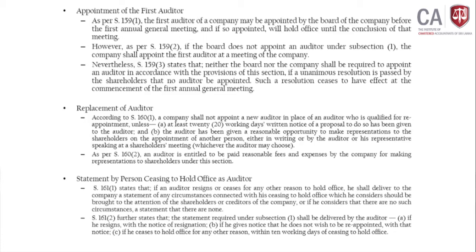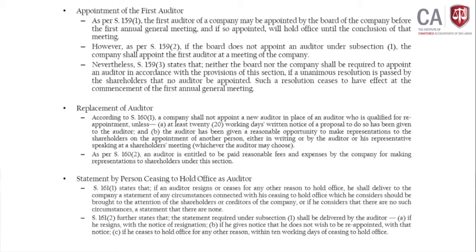If the existing auditor is qualified for reappointment, then the company shall not appoint a new auditor in place of that auditor unless at least 20 working days written notice of a proposal to do so has been given to the auditor. If the company does not want this auditor to continue, then the company must give 20 working days written notice of the proposal of removing or not appointing that auditor. And the auditor must be given reasonable opportunity to make representations to the shareholders on the appointment of another person, either in writing or by the auditor or his representative speaking at a shareholders meeting. Whichever the auditor may choose.